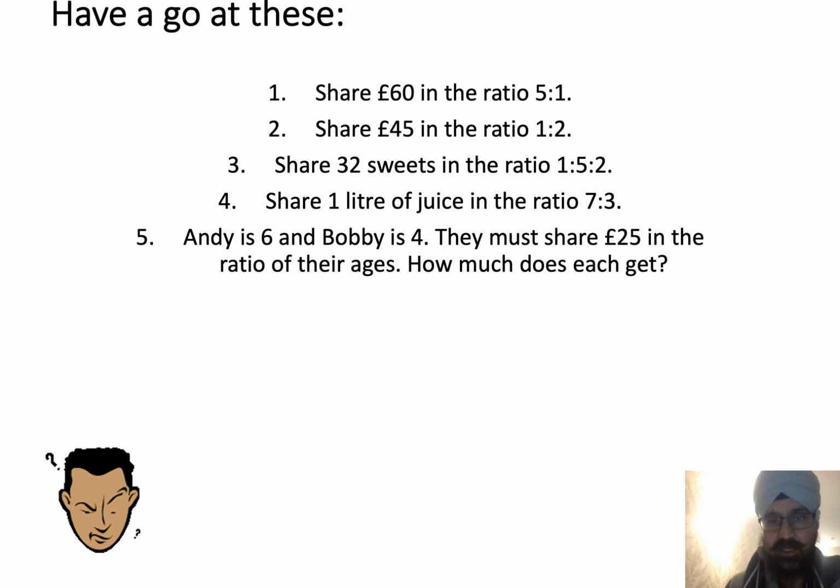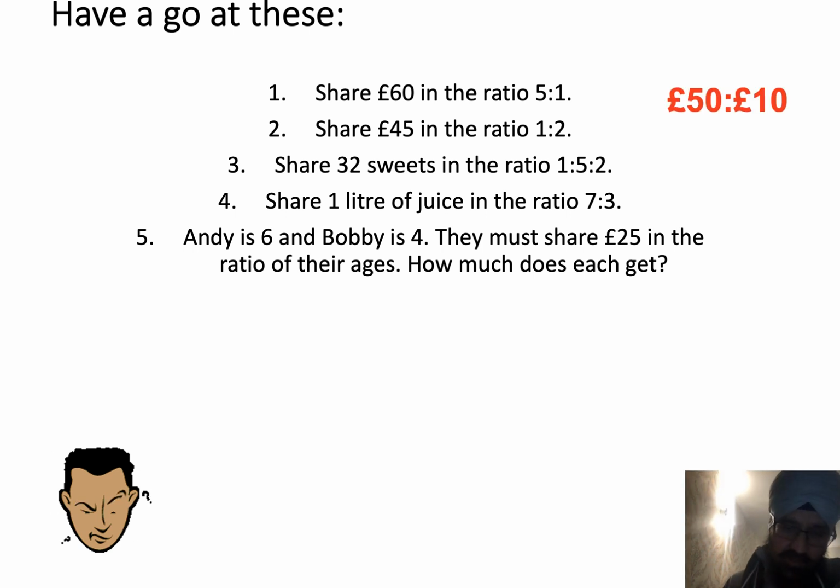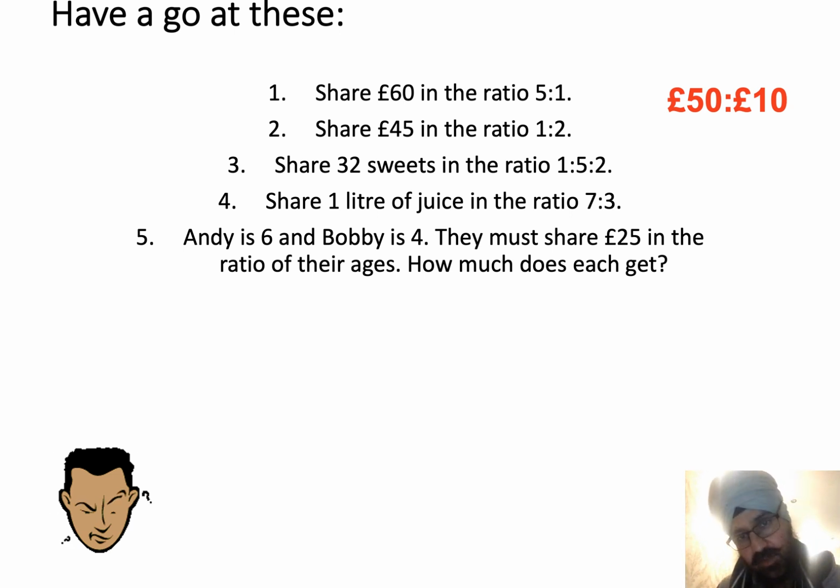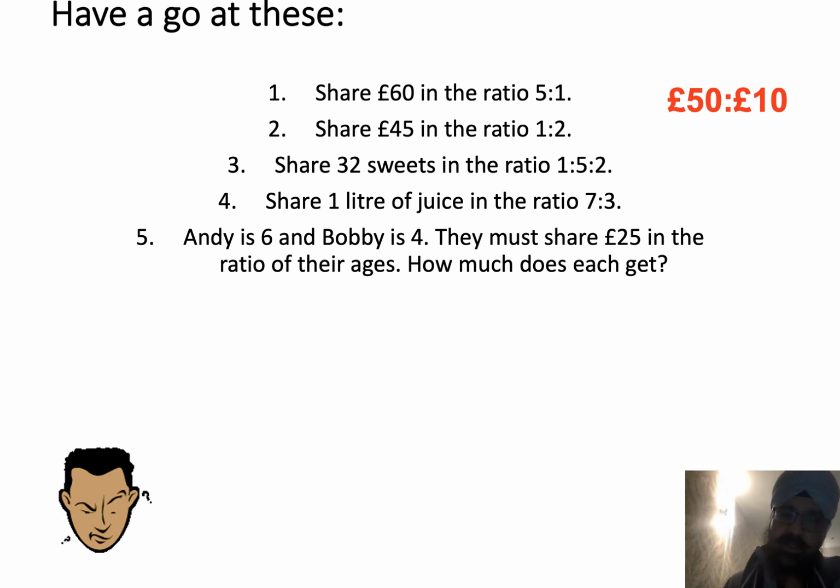Okay, let's have a look. So hope you've done them. Okay, first one is 50 to 10, because you add them. 5 plus 1 is 6. 60 divided by 6 is 10. So each part is equal to 10. So 10 times 5 is 50. 10 times 1 is 10. Each part was equal to 10, and 5 parts will be equal to 50, and 1 part is equal to 10. So you will do it in that sense.